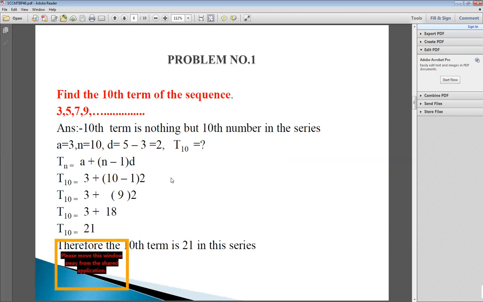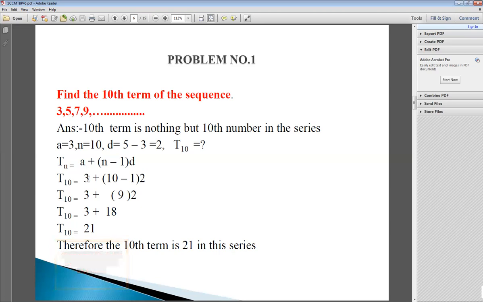So we need to calculate T10 equals how much. Let us use the formula Tn equals a plus (n minus 1) into d. Here n is the number of terms. How many numbers are in the series? There are 10 numbers. The 10th number is what we are going to calculate with the help of this formula.